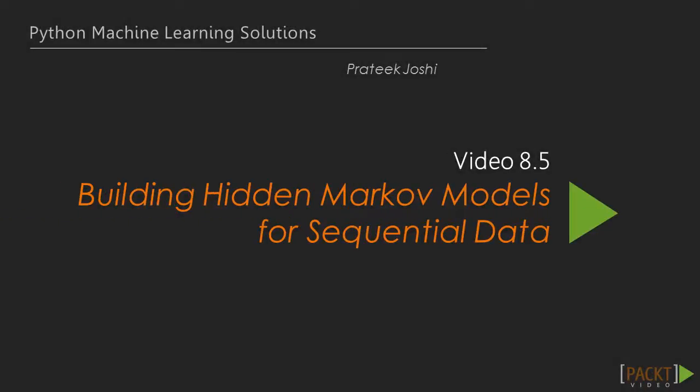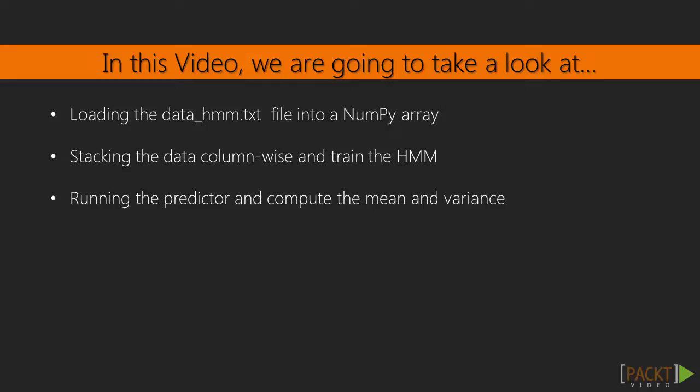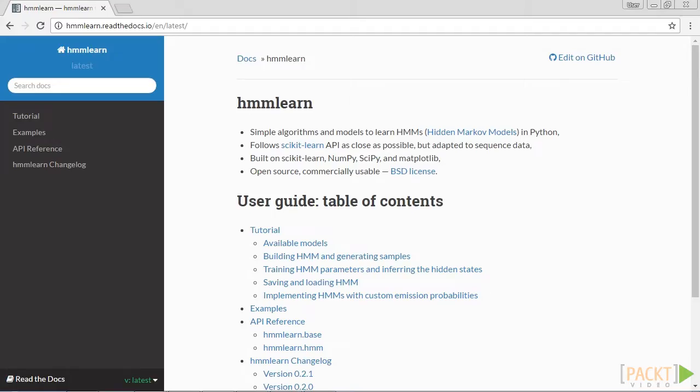In the previous video, we looked at how to extract statistics from time series data and analyze the information regarding the nature of data. In this video, we're going to take a look at sequential data analysis by building hidden Markov models. The hidden Markov models, HMMs, are really powerful when it comes to sequential data analysis. They're used extensively in finance, speech analysis, weather forecasting, sequencing of words, and so on.